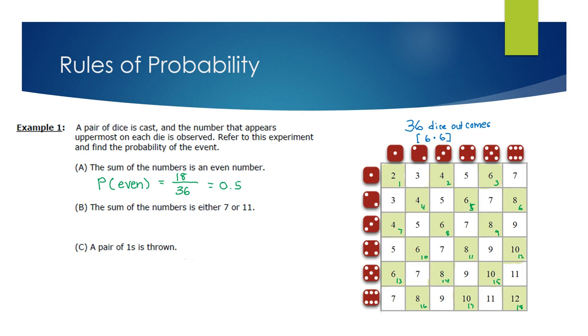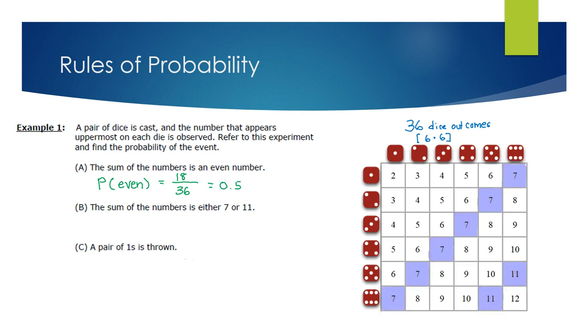So for the second one, you're asked, what's the probability the sum of the numbers is either a 7 or an 11? So again, I'm looking at these situations here and counting them. I have 8, and that's 8 out of 36. So the probability of me getting a 7 or an 11 when I total the dice is 8 out of 36, which is 2/9, which is 0.2 repeating.